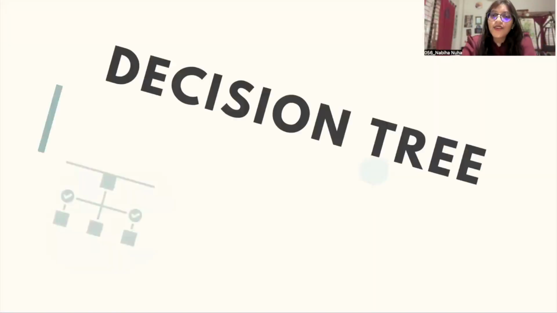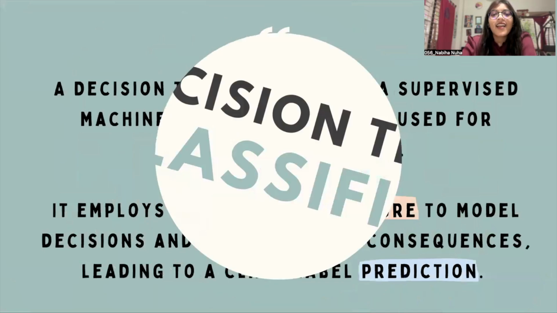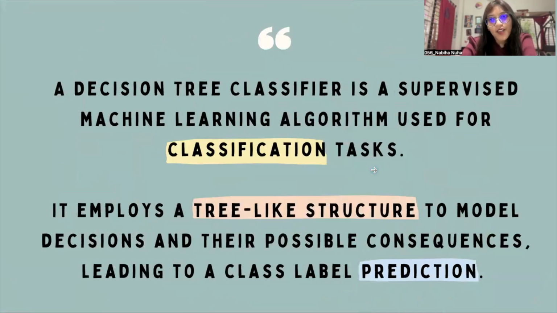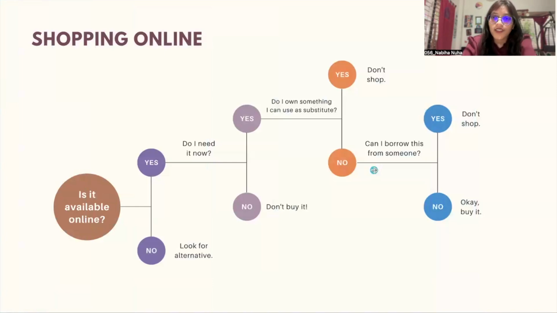This is exactly how a decision tree classifier works. A decision tree classifier is a supervised machine learning algorithm used for classification tasks. In simple terms, the model is trained on data that already has correct answers to learn how to assign inputs to specific categories. It does so by employing a tree-like structure, which we can visualize with our previous example.